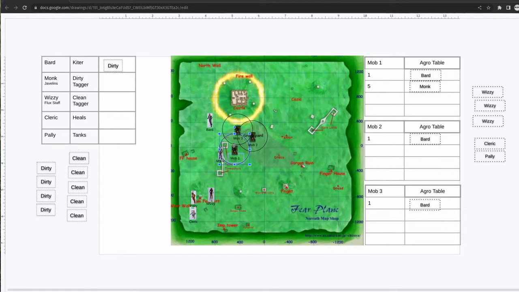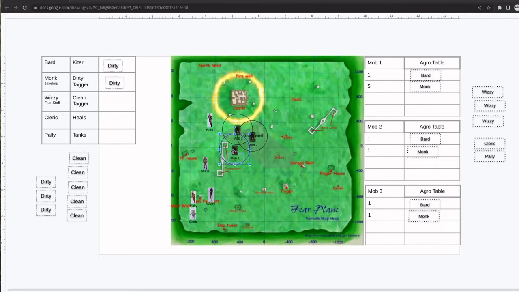But since Mob 1, who he aggroed, is in the aggro radius of Mobs 2 and 3, that Monk now goes on to the aggro table of Mob 2 and 3. But since it's just assist, it's not a lot of aggro. It's just assist aggro. But still, now that Monk, he is very dirty. He's on the aggro table of all the different mobs. If the Bard dies, all 3 of these mobs are going to bolt down to the Monk, and they're going to try to beat him up.